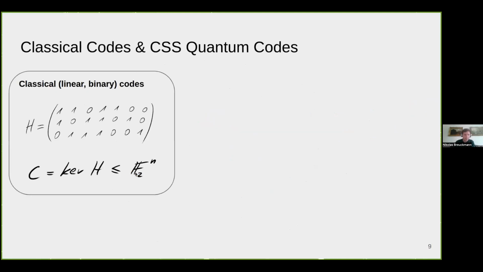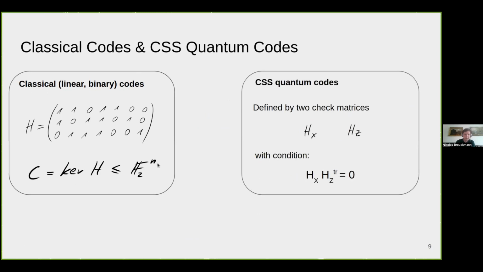Okay, one more thing is the so-called CSS construction. I won't actually discuss arbitrary quantum codes, but so-called CSS quantum codes, and they are defined as follows. First of all, I talked about classical codes before. Classical linear binary codes, I can define by giving you a binary matrix with entries in F2, and I define the code as the kernel of this matrix. So it's just a subspace of F2 to the n.